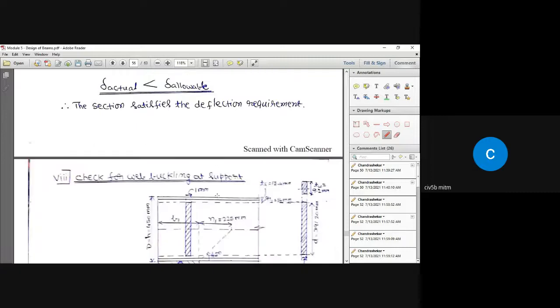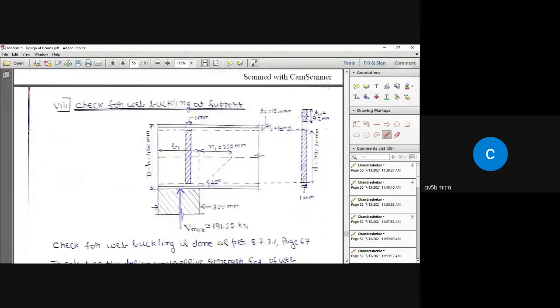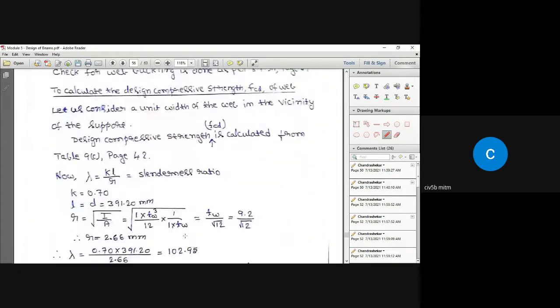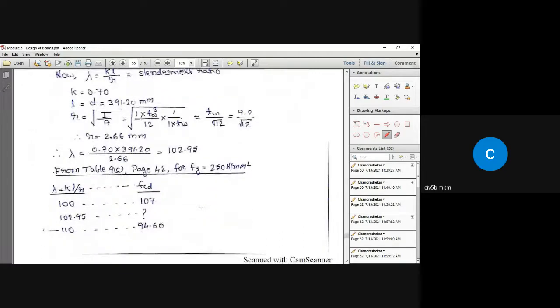Okay. Next, check for web buckling and check for web crippling. You know how to do it. Or else, if you don't want to do this, check what is the value of d by tw. And if it is less than or at most equal to 67 epsilon, you can say the web is safe as far as web buckling and web crippling is concerned. So then write that comment and end it.